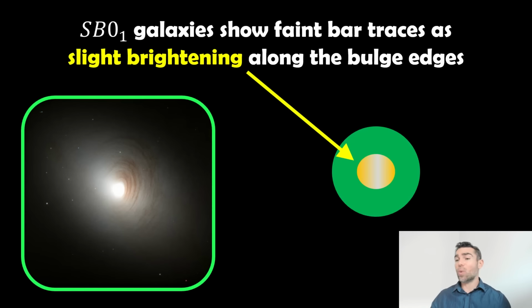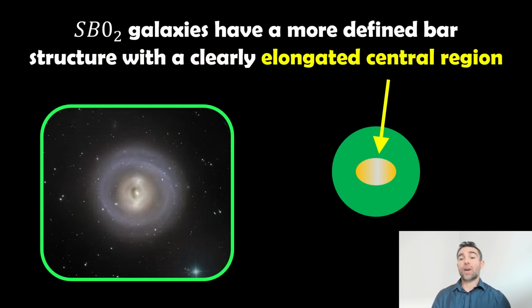And this one here has a fairly weak bulge. It does have a slight brightening towards the bulge edges in the center part of the galaxy. This suggests that it's not symmetric, it's not a spherical central bulge, it's got a slight asymmetric structure along one of the axes. So this would be your very weak barred lenticular. Then we have an intermediate one, so SB02.